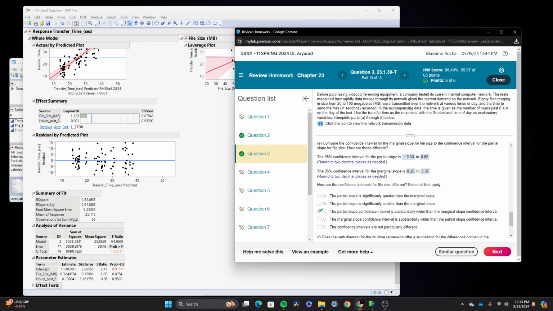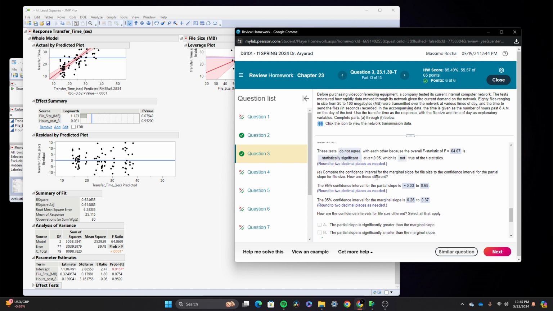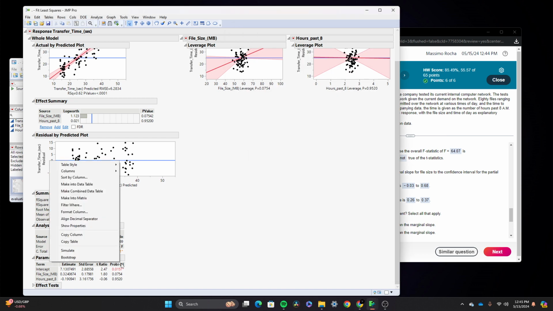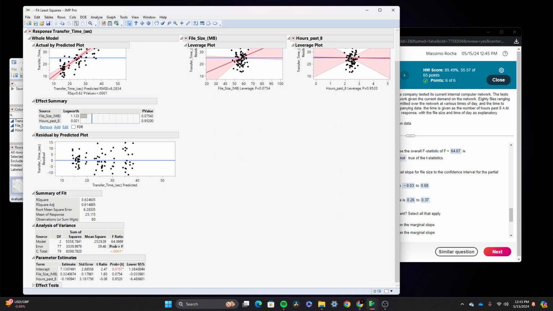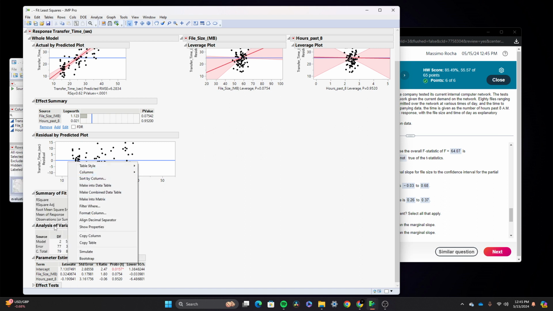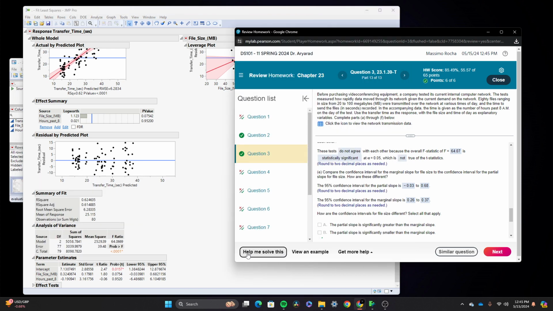Okay, moving on. Comparing the confidence interval for the marginal slope, partial slope. This one, I have to go here. Lower 95 and upper 95. Oops. Columns. Okay, so for slope, it's going to be B1. File size, look at the number here, you're going to get negative 0.03. And then here, 0.68. So that's partial slope.